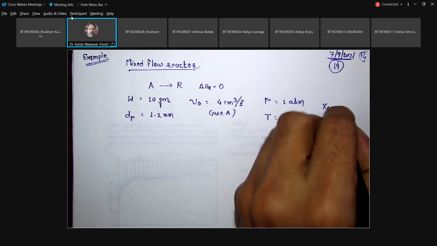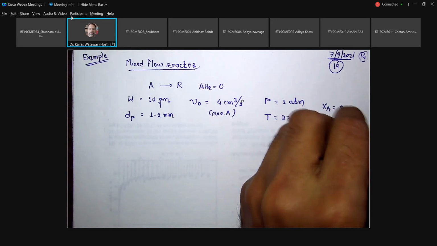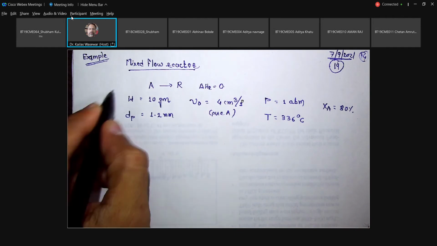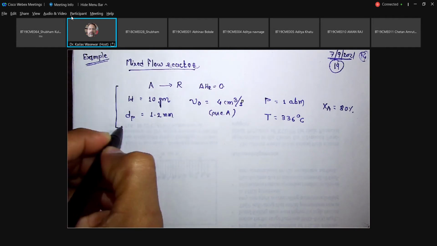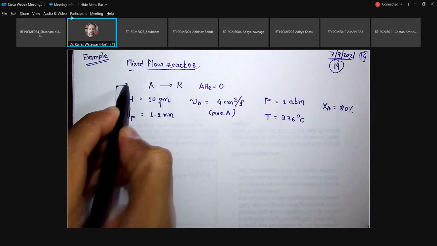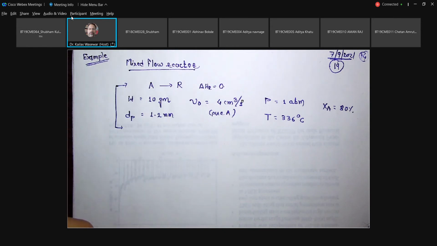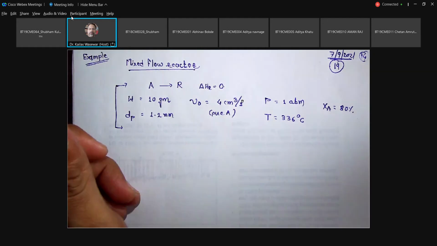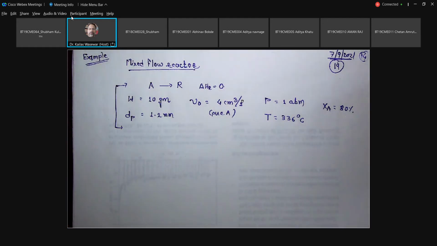Conversion is 80%. Now, using this particular experimental data, we have to design the commercial size reactor for this specific reaction. And we have the option that either we can design the fluidized bed or the packed bed.